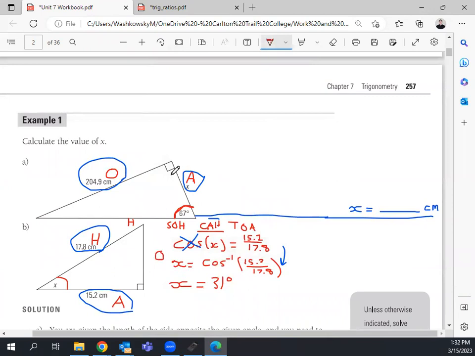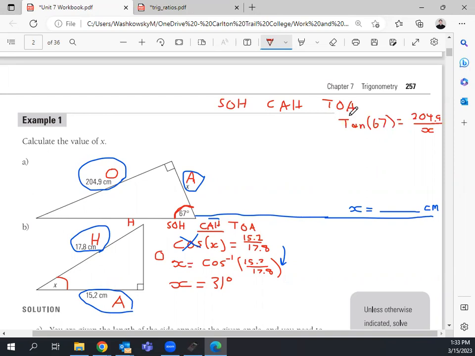Let me zoom out a little bit. Okay, which ratio do I use here? Tangent, because I have O and A. So it has to be tangent, because TOA right there. So tangent of, now what do I put in these brackets? 67, because I know the angle this time. So tangent of 67 degrees is equal to my opposite, 204.9, divided by my adjacent.